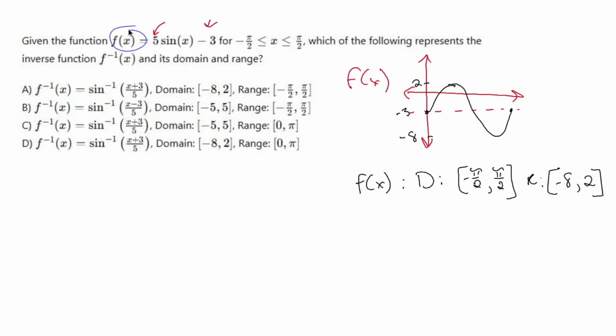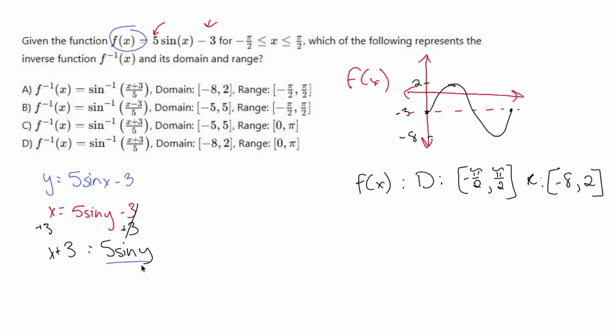So here's the function: f of x equals 5 sine x minus 3. I'm going to call f of x y to make life a little bit easier. Step number 1, swap the x and the y. So x equals 5 sine y minus 3. Add 3 to both sides: x plus 3 equals 5 sine y. Divide everything by 5: x plus 3 over 5 equals sine y.